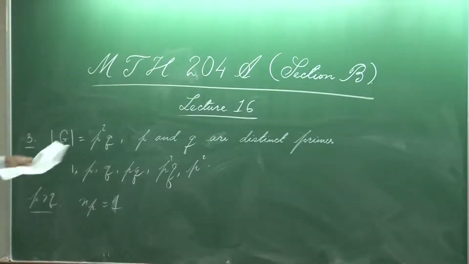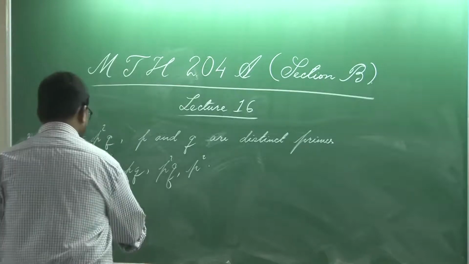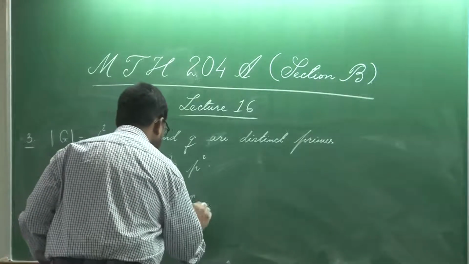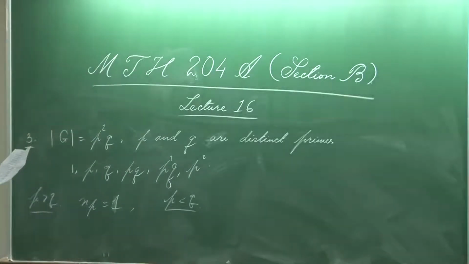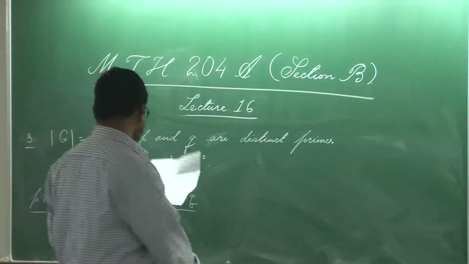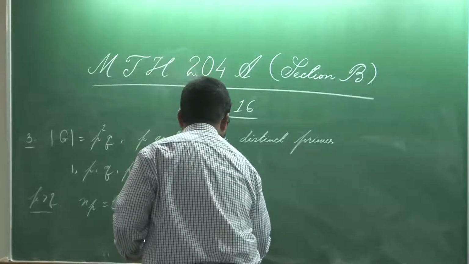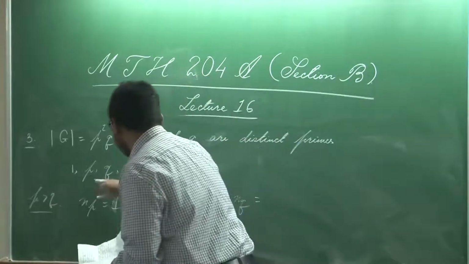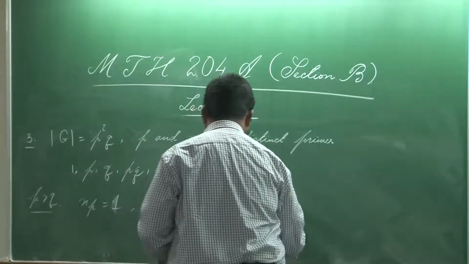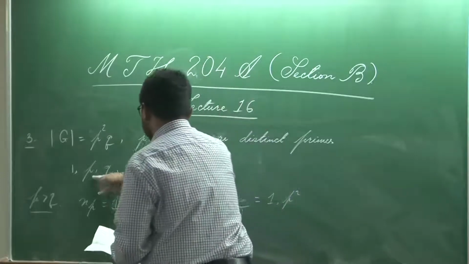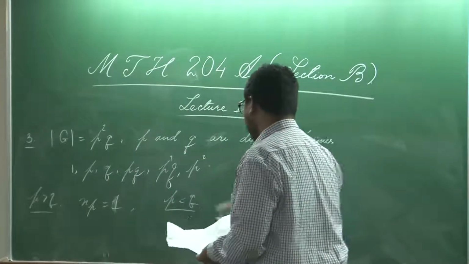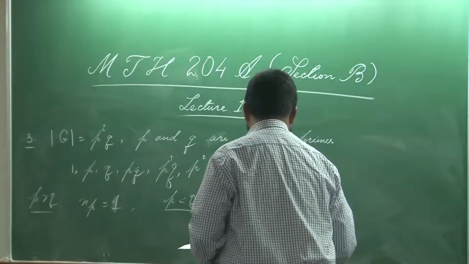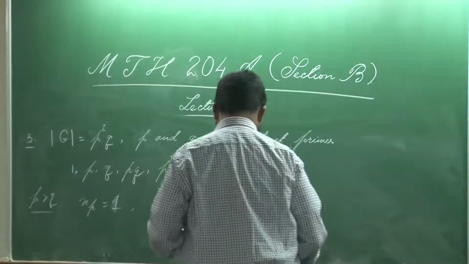Thus, we see that the Sylow p subgroup is normal. In the other case, when p is less than q, we have to be slightly more careful. Then what are the choices for nq? nq is simply, you have only two choices, 1 and p square, because all the other divisors have q as a factor. So now this is somewhat interesting.